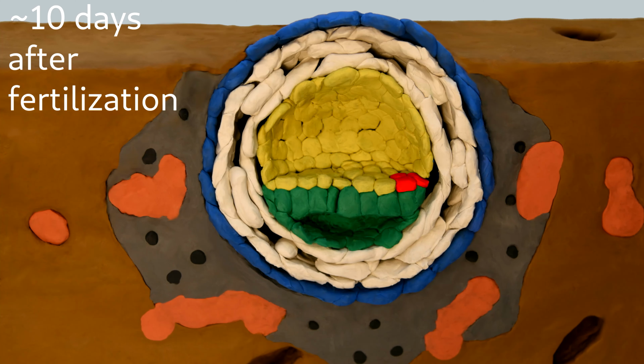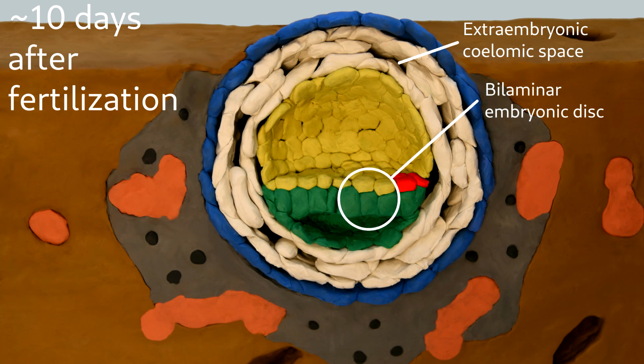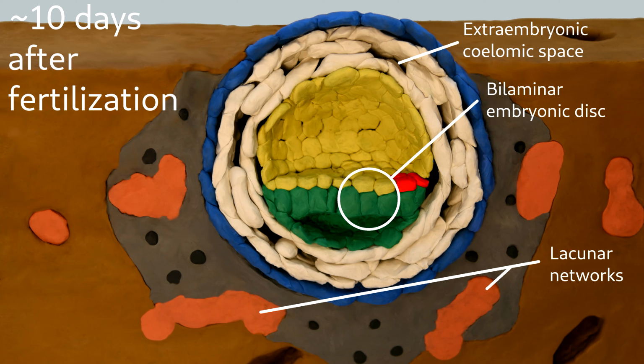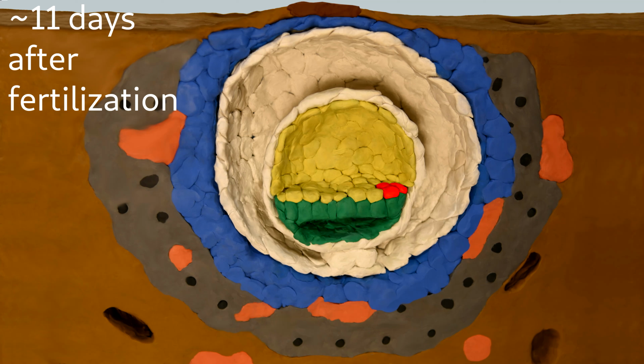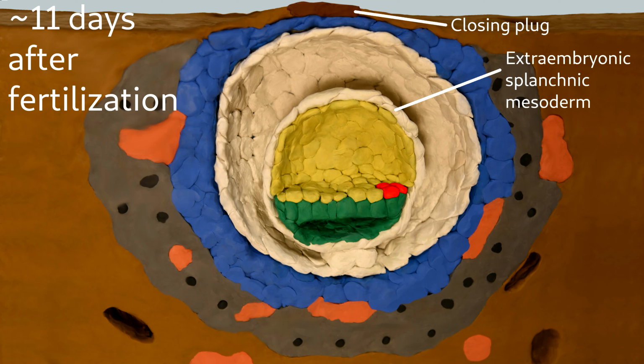At around 10 days after fertilization, the extraembryonic mesoderm widens and the extraembryonic coelomic spaces appear within it. The syncytiotrophoblast continues to grow and the lacunae within it start joining together to form lacunar networks filled with maternal blood. At around 11 days after fertilization, the blastocyst becomes deeply embedded in the uterine wall and a closing plug of fibrin coagulum forms over the top. This will eventually be sealed by migrating uterine epithelial cells.